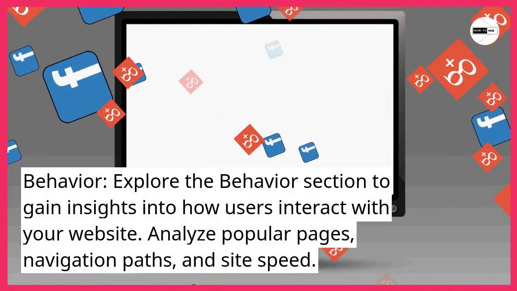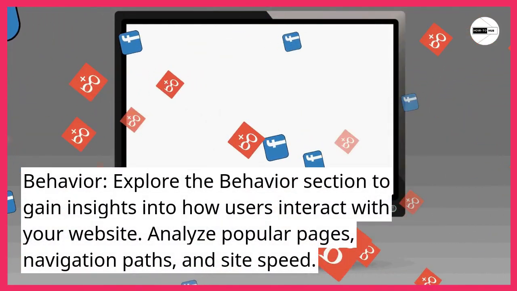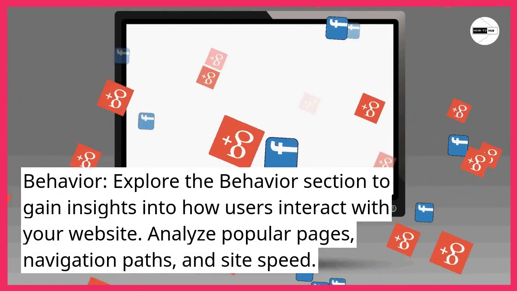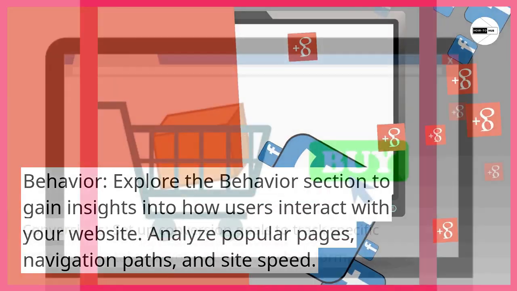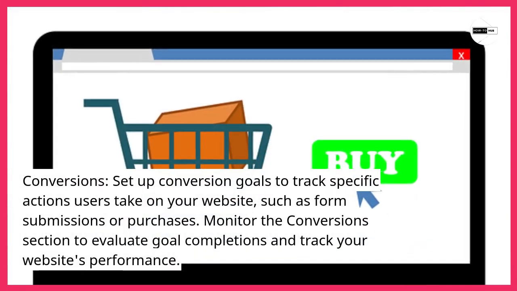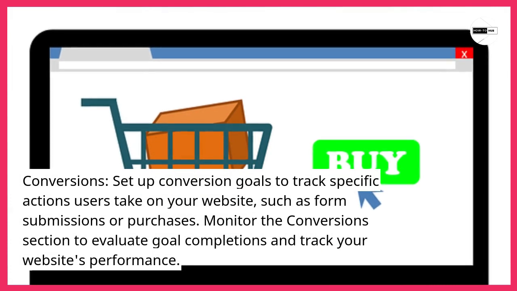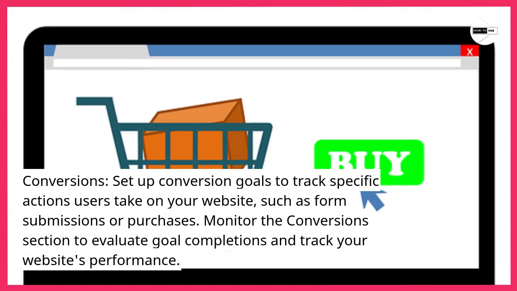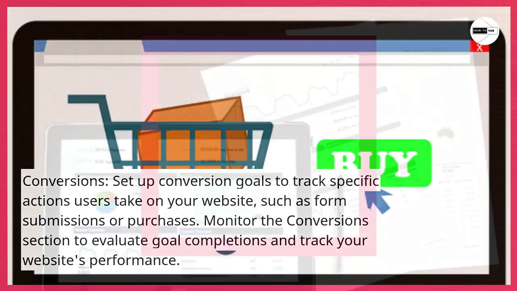Behavior. Explore the Behavior section to gain insights into how users interact with your website. Analyze popular pages, navigation paths, and site speed. Conversions. Set up conversion goals to track specific actions users take on your website, such as form submissions or purchases. Monitor the Conversion section to evaluate goal completions and track your website's performance.